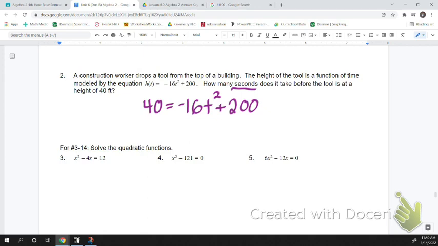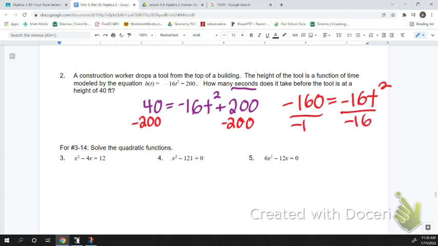What do we do to get t alone here? Minus 200 from both sides first. Then we should get negative 160 equals negative 16t squared. What's next? Yep, and this is going to become a positive number. We get 10 equals t squared.